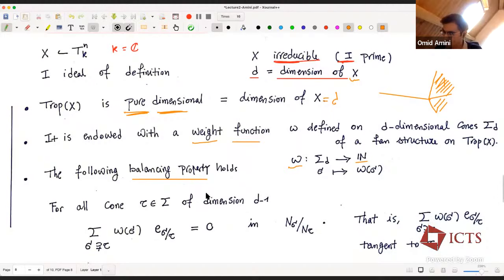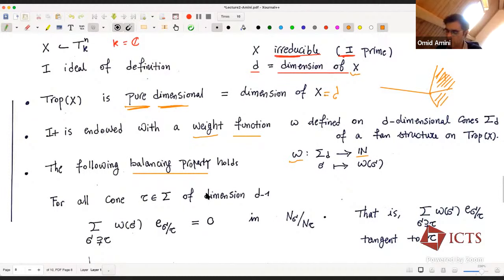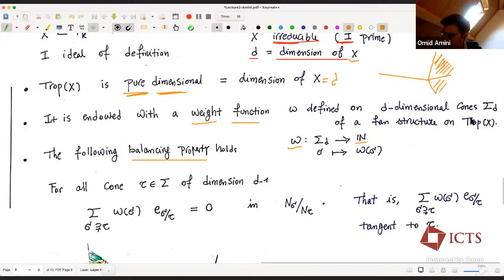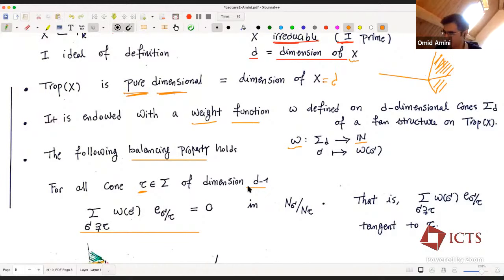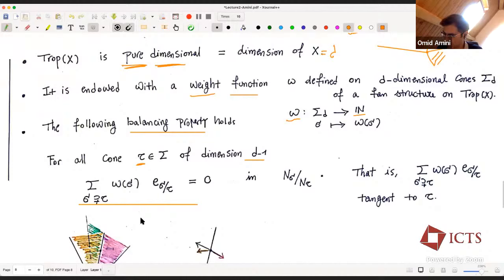And this balancing property is the following: if you fix this fan structure on the tropicalization, then you look at a cone in the fan which has dimension d minus one. Then you have this equation. And this is happening, of course, for all tau inside the fan of dimension d minus one. So you get a system of equations which are verified between the weights and these vectors that I will describe now. Okay, so this is a part of your tropicalization.